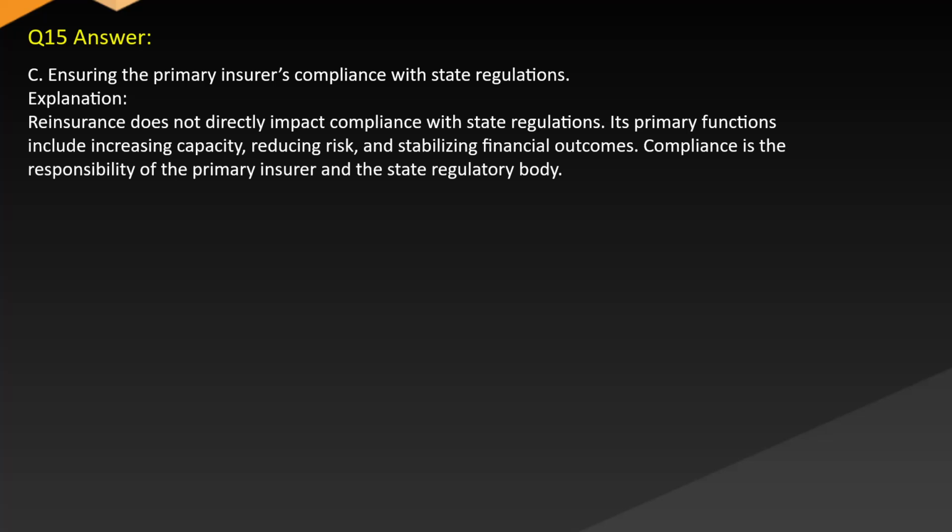Answer C. Ensuring the primary insurer's compliance with state regulations. Explanation. Reinsurance does not directly impact compliance with state regulations. Its primary functions include increasing capacity, reducing risk, and stabilizing financial outcomes. Compliance is the responsibility of the primary insurer and the state regulatory body.